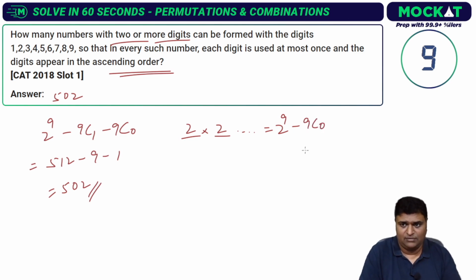But then I have to remove the selections where none of them are going to be selected. That is, out of 9, you are selecting none of them, 9C0, and remove the ones where you have exactly one of them selected, which is 9C1. That's what you have here. And you get 512 minus 9 minus 1, and 502 becomes the answer for this question.